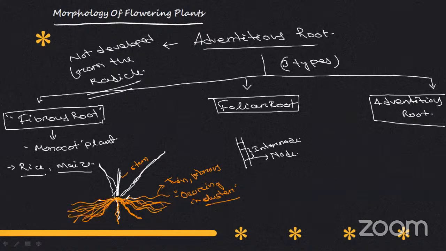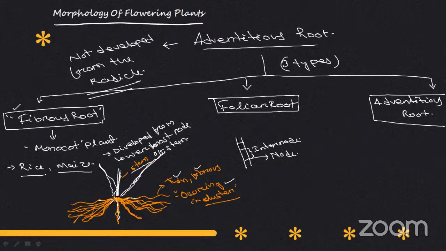So these roots are not developed from the radicle, but from the lowermost node of the stem. This fibrous root develops from the lowermost node of the stem. These are very thin and occur in a cluster. This kind of root is called your fibrous root. These are not the normal taproot, but adventitious roots, and adventitious roots develop from the stem.